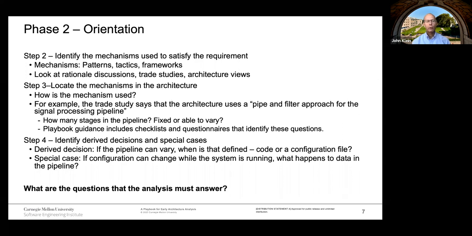Now, finally, in step 4, we're going to look more deeply into the mechanism as it's used in this particular architecture. So we have derived decisions. If the pipeline can vary, when does that happen? Is it built into the code, or is there runtime use of a configuration file? And most mechanisms have some special cases that you need to consider. For example, in a pipeline, if it can change during execution, what happens to the data that's being processed?